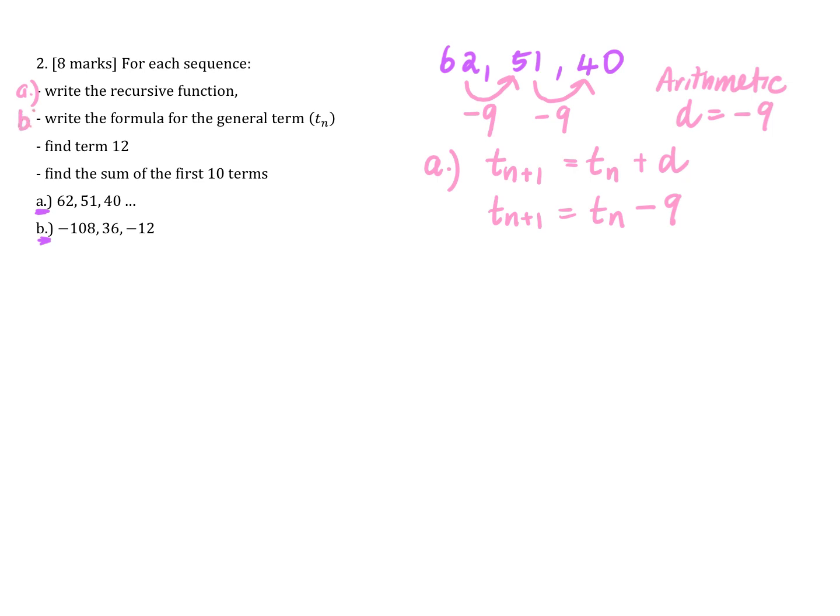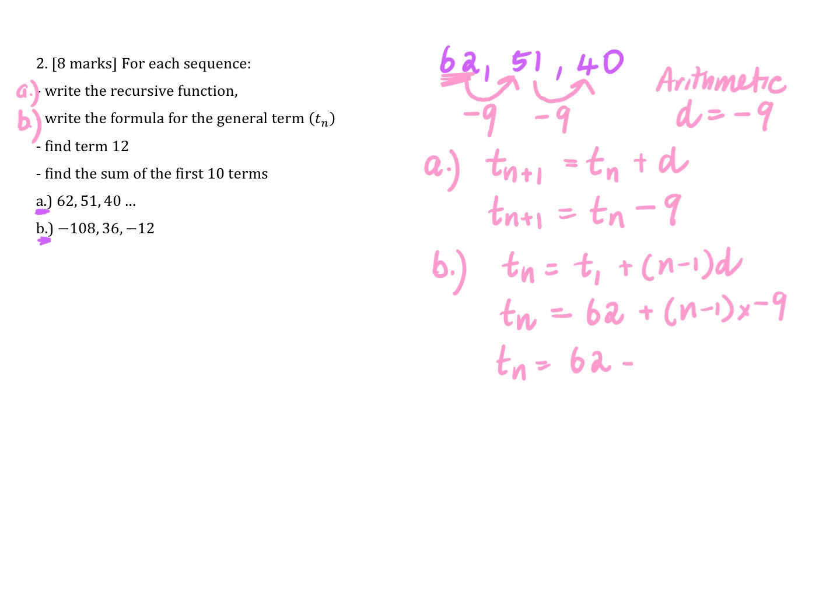Okay, part B. Write the formula for the general term. Well, the formula for a general term looks like this. Term n equals term 1 plus n minus 1 lots of the difference. So for this one, it looks like term n is equal to term 1, this one here, 62 plus n minus 1 lots of the difference, which is negative 9. Now I'm just going to rewrite that a bit better. Term n equals 62 minus 9 lots of n minus 1.